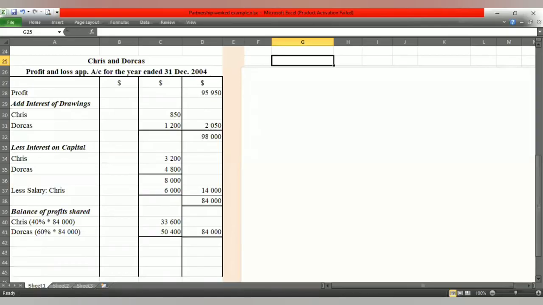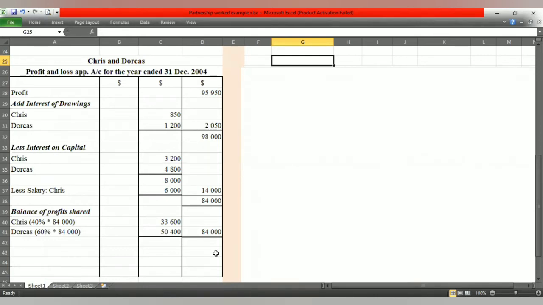In reviewing the concept of the profit and loss appropriation account, now that we have completed that for Chris and Dorcas, remember, you pick up your net profit. In some questions, it is given. In some, you'll have to calculate your own net profit based on the figures that are given. You add your interest on drawings, because remember, this is the penalty that each partner has to pay for the amount of drawings that they have taken from the business.